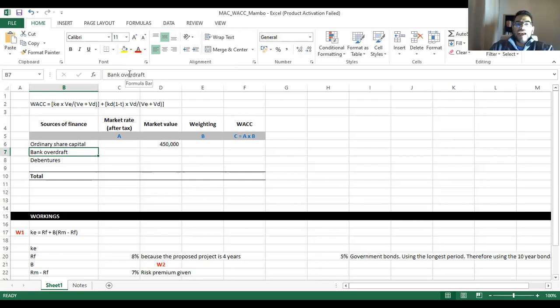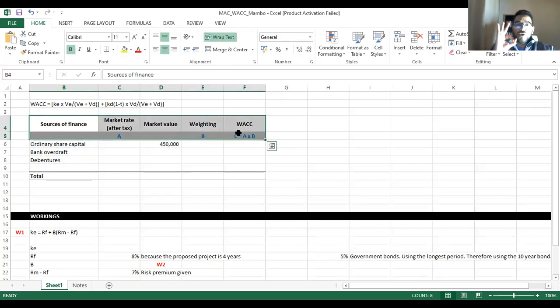So we identified our sources of finance. The next thing you want to do is work out the market rate and determine the weighting by determining the market value. So this is your thinking process: dear student, please calculate WACC. The first thing you do, write down the formula. The second thing you do is set up this table.